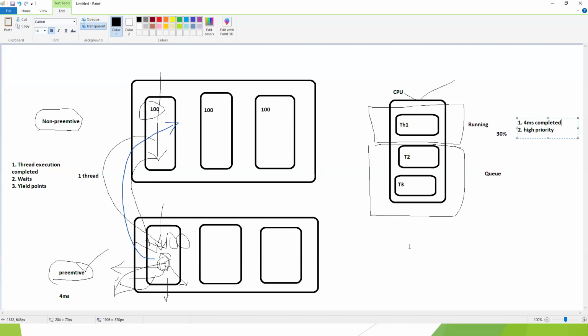So in that case it will push worker 1 out. There are two things: 4 milliseconds, or a higher priority. In both cases it will put it into the queue. In both scenarios, if 4 milliseconds is completed, the thread is moved out of the CPU. In the other case, if there is a high priority thread, it will push the current one out before 4 milliseconds, even at 1 millisecond. So if a high priority thread comes in, it will be kicked out of the CPU and put in the queue again because it is not completed. Correct.